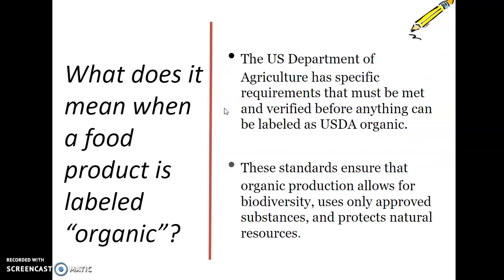So now we're going to talk about what it means when a food product is labeled organic. You guys will probably see when you're in a Food Lion, some foods will be labeled organic and others will be just labeled normal. Organic apples, regular apples. So the U.S. Department of Agriculture has specific requirements that must be met and verified before anything can be labeled as USDA organic. These standards ensure that organic production allows for biodiversity, uses only approved substances in terms of fertilizers, pesticides, and whatnot, and protects natural resources.